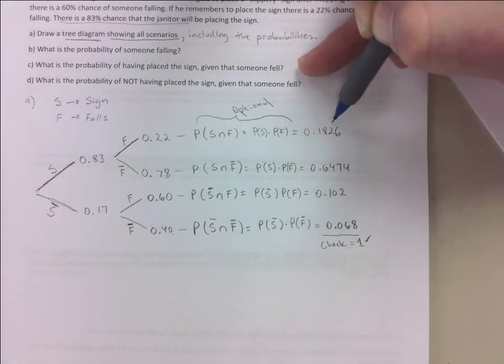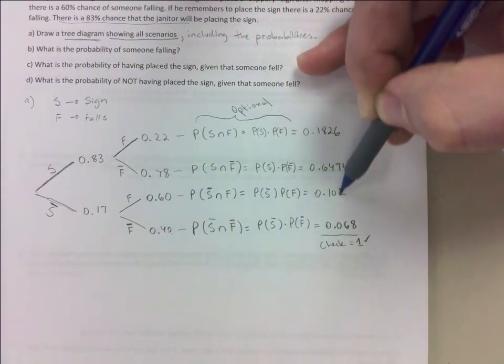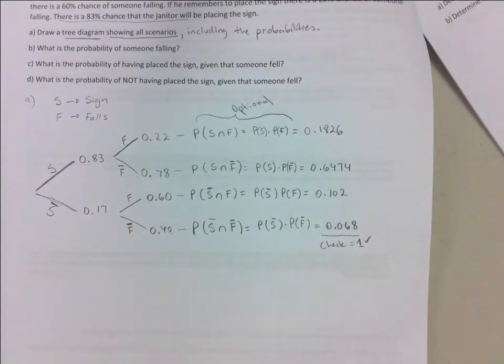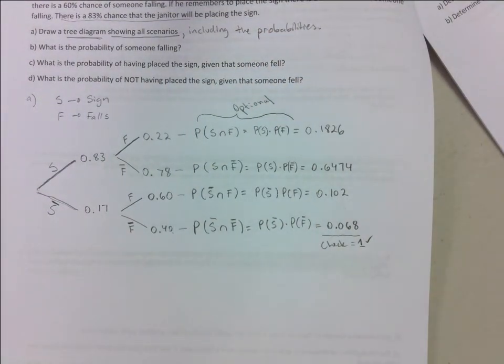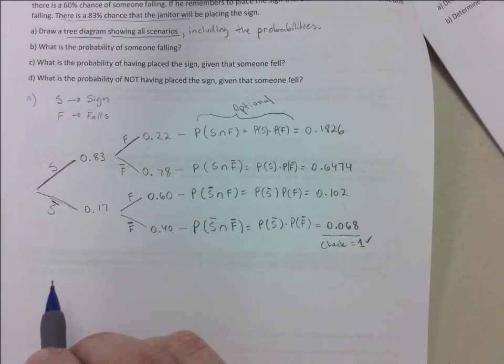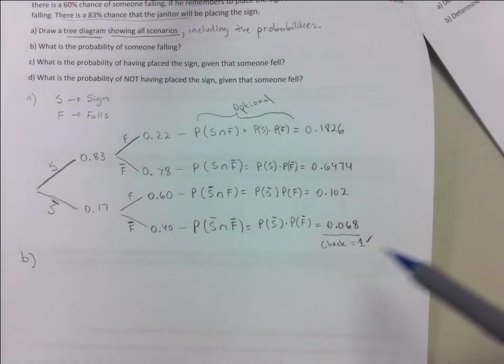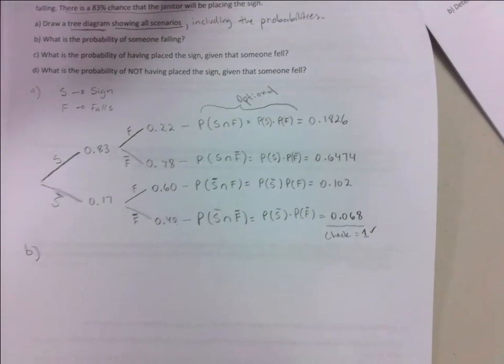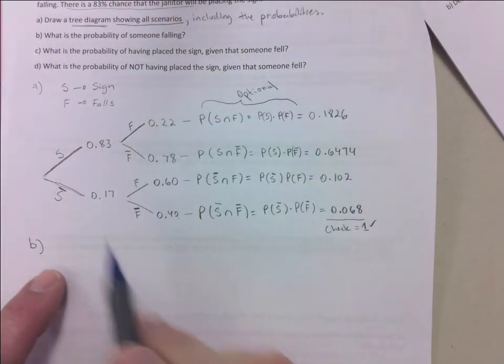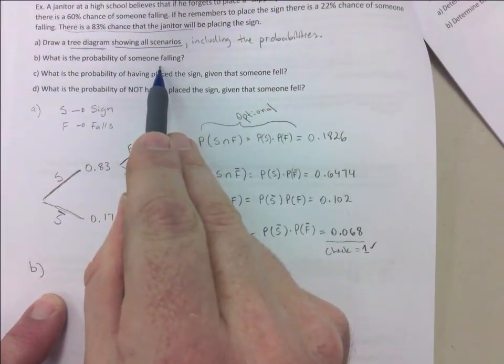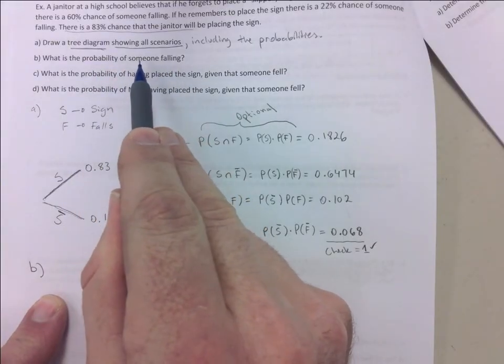What we would want to see is the probabilities at the end of these branches here, if we do ask for all the probabilities. So here you have all possible outcomes based on this scenario. Now we can answer a bunch of questions based on this outcome table, or tree diagram. B is asking, what's the probability of someone falling, right?